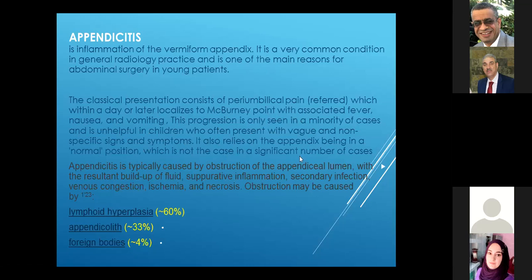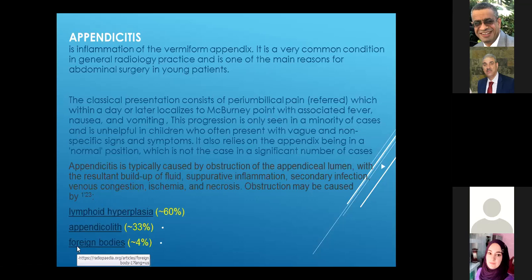Appendicitis is typically caused by obstruction of the appendicular lumen, which results in buildup of fluid, suppurative inflammation, secondary infection, venous congestion, ischemia, and necrosis. The obstruction is caused by lymphoid hyperplasia in 60%, appendicolith in 33%, and foreign body in 4%.